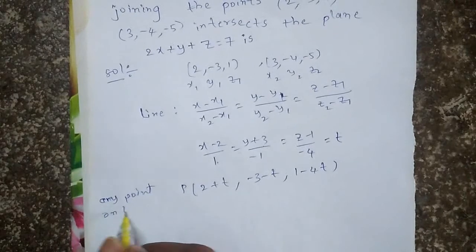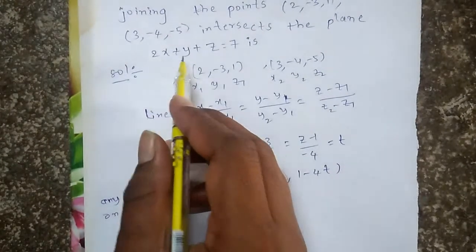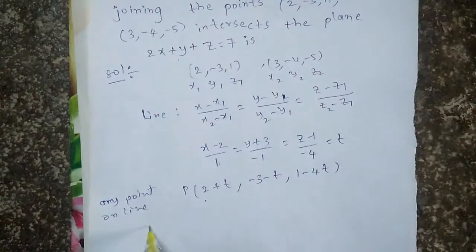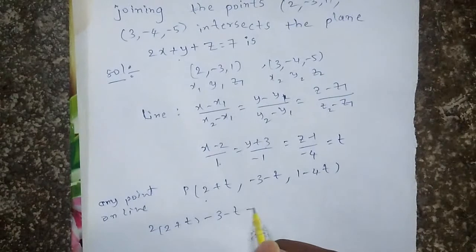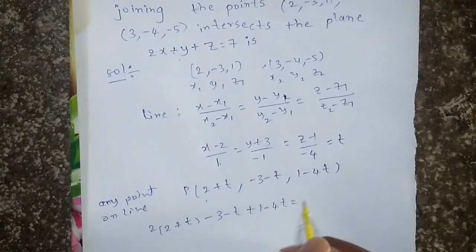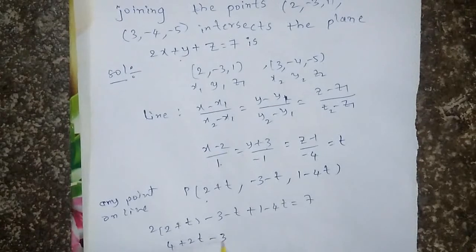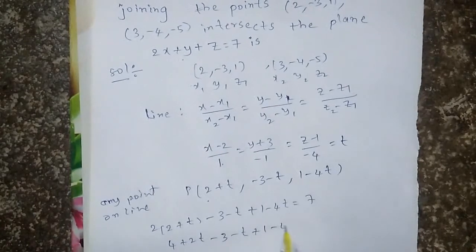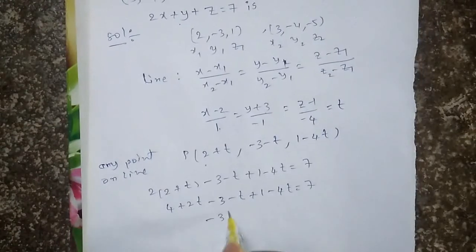Any point on the line. Now substitute this P in the plane equation, that is 2x plus y plus z is equal to 7. 2 into (2 plus t) minus 3 minus t plus 1 minus 4t is equal to 7. That is 4 plus 2t minus 3 minus t plus 1 minus 4t is equal to 7. 2 minus 5t, that is minus 3t.